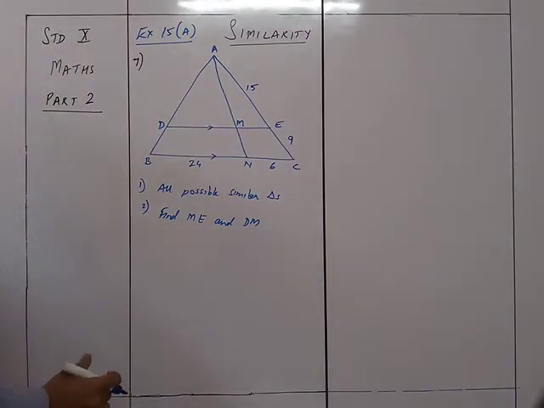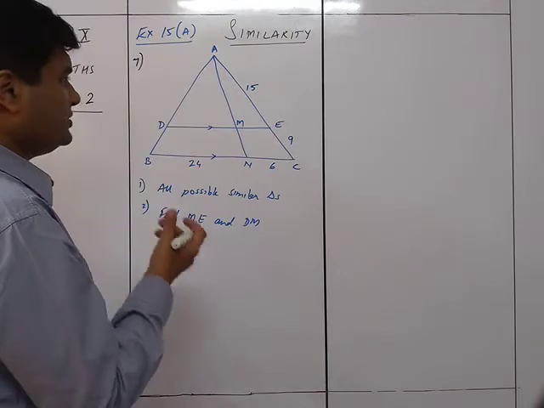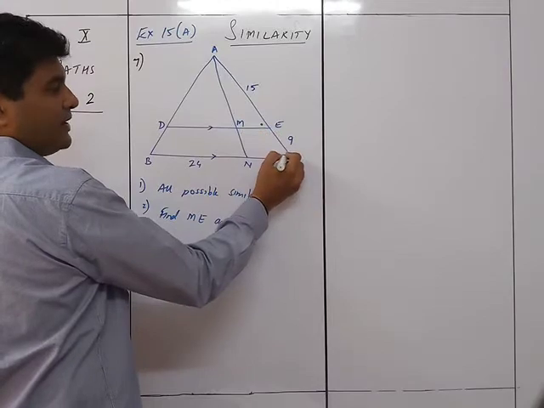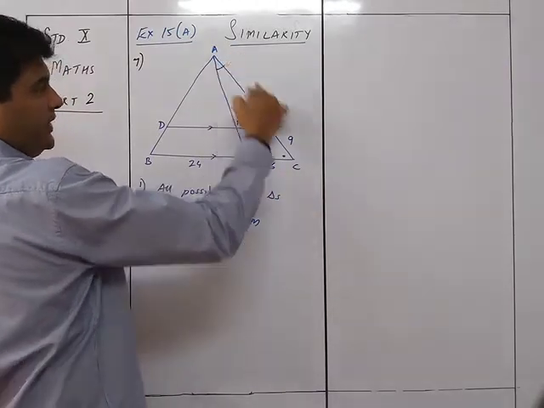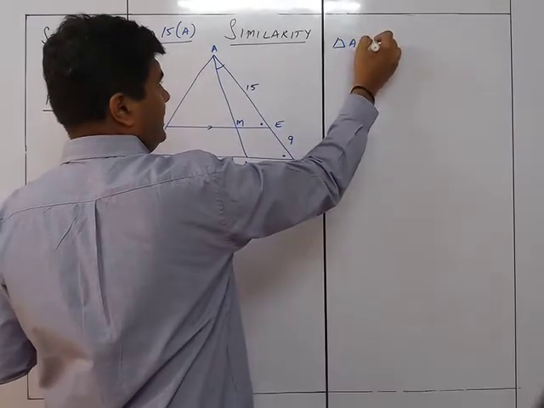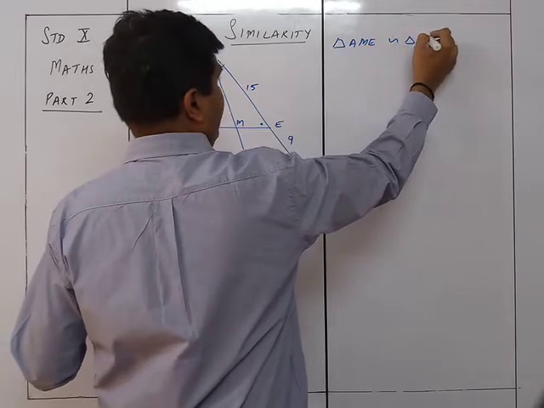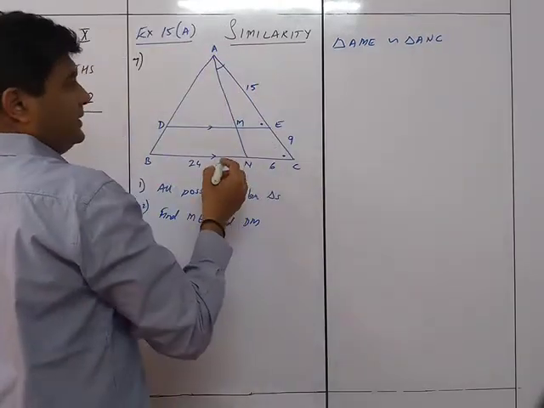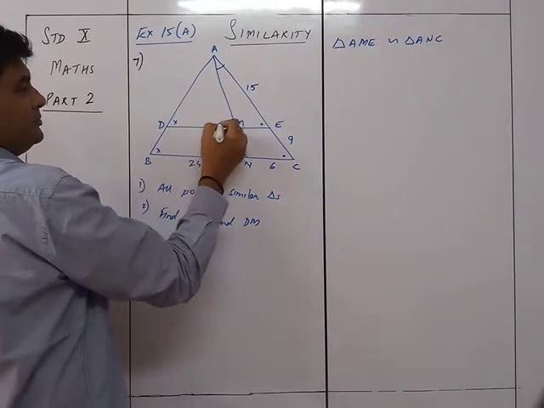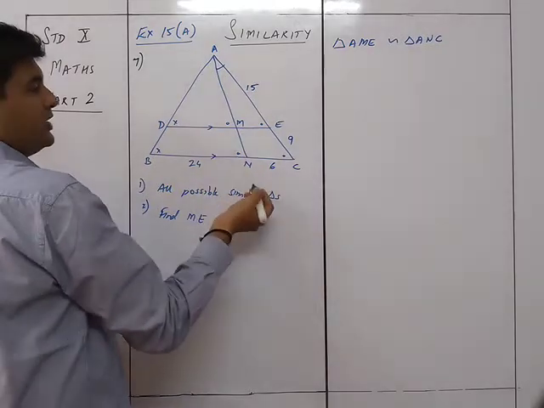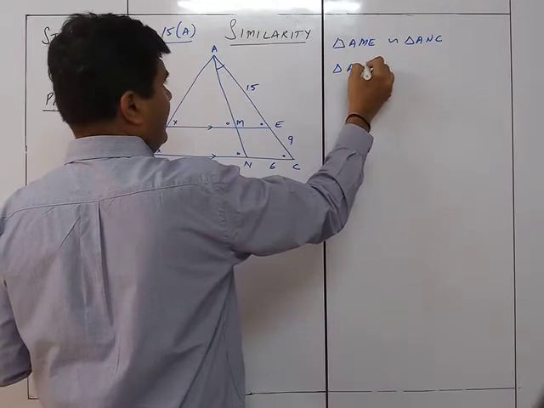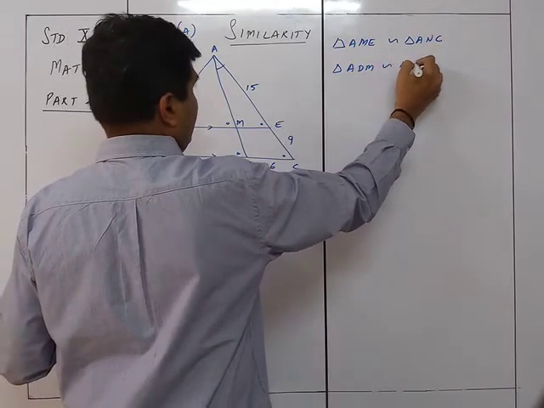Okay, now talking about the similar triangles, we know that this line are parallel, so this angle and this angle will be equal. This is common, so these two triangles are similar, so it will be triangle AME similar to triangle ANC. Next one, same way here, this and this are corresponding angles, this and this are again corresponding angles, or you can take A as common again. So triangle ADM similar to triangle ABN.